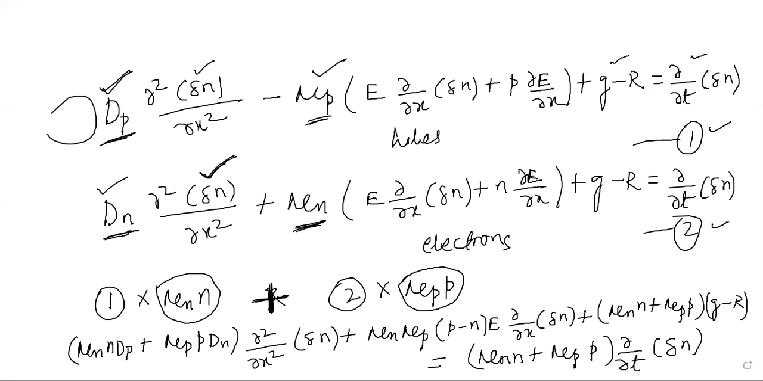So once this is done, what we need to do is divide both the sides by μn plus μp, this value μn plus μp. What will happen, we will just further simplify it. So let us just simplify it by dividing both the sides by μn plus μp.